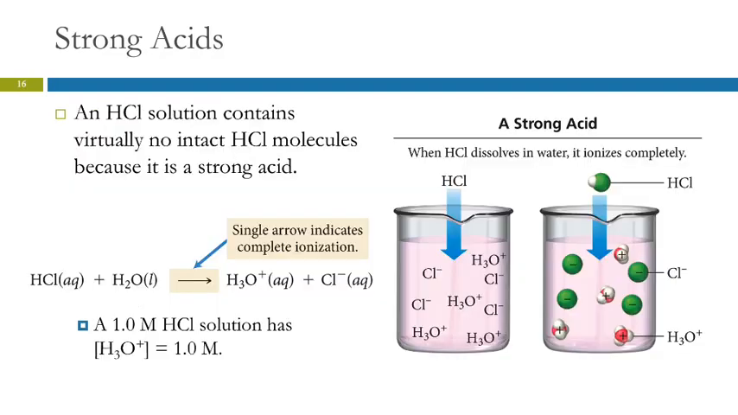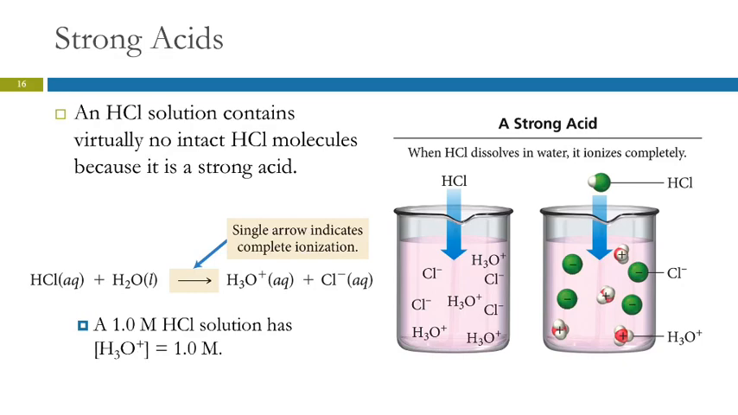So strong acids, like HCl, there are virtually no intact HCl molecules. So we've got the single arrow instead of the equilibrium arrow. This goes to completion. You look in the solution, there are no intact HCl molecules. They are all separated into ions. So if we have a 1.0 molar HCl solution, then the concentration of hydronium ion there is going to be 1.0 molar. Because what happens to the hydrogen from the HCl?